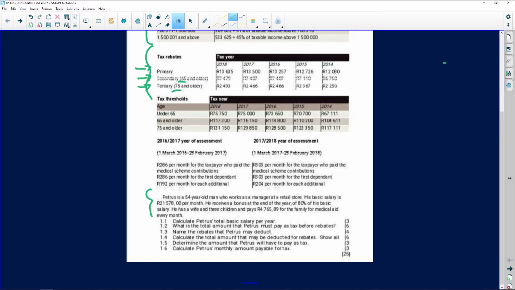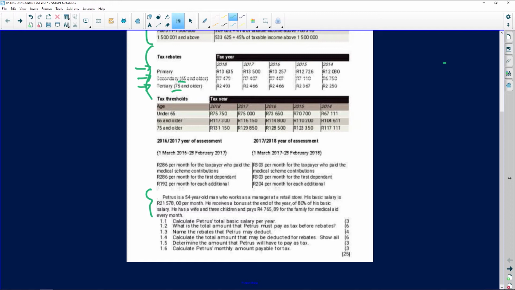Petrus is a 57-year-old man who works as a manager at a retail store. His basic salary is 21,578 per month. He receives a bonus at the end of the year of 80% of his basic salary. He has a wife and 3 children and pays 4,765.89 for medical aid, and that is every month. So we need to now calculate his total basic salary per year.